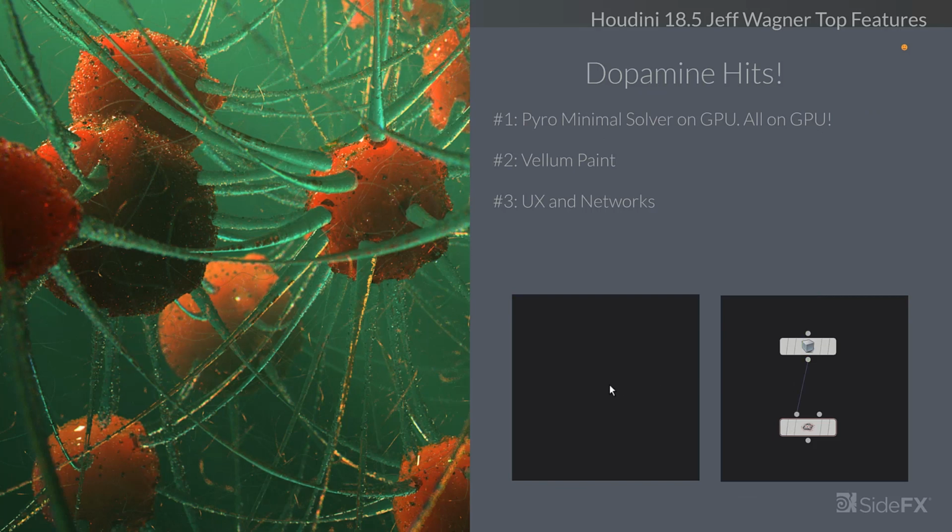So the first thing we want to take a look at is some dopamine hits that we want to get right out of the way. So first we want to take a look at my first 3. The Pyro Minimal Solver, and it's all on the GPU. The second one, my second top, is Vellum Paint. I'm sure you've seen lots of demos, and I know that there's going to be other Hive presentations on the simulation framework, but I want to take a little bit of a look at the architecture behind it and the choices we made when we developed these tools. And finally, a little bit of polish on the UX and networks. So let's dive into Houdini and see what we can do.